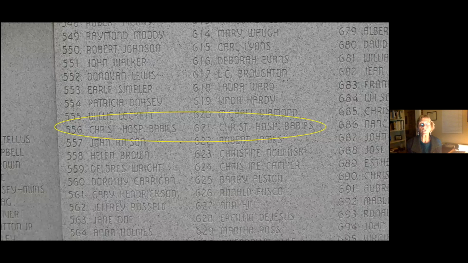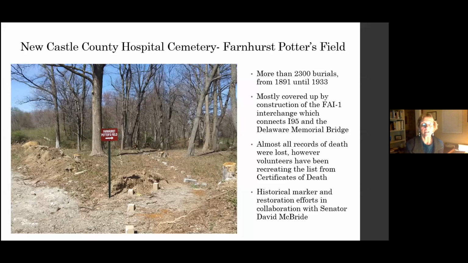There are some of these that you just kind of stop and look at. Here are two of them, Christiana Hospital babies. These are basically stillborn babies, and they're just, for whatever reason, left there. So they collect a number of them and bury them in one of these plots. So that's the second one. Now let's move on to the third.